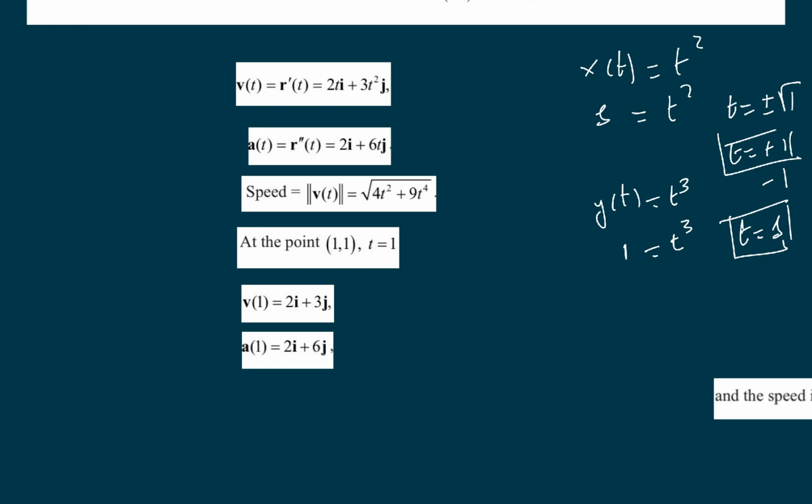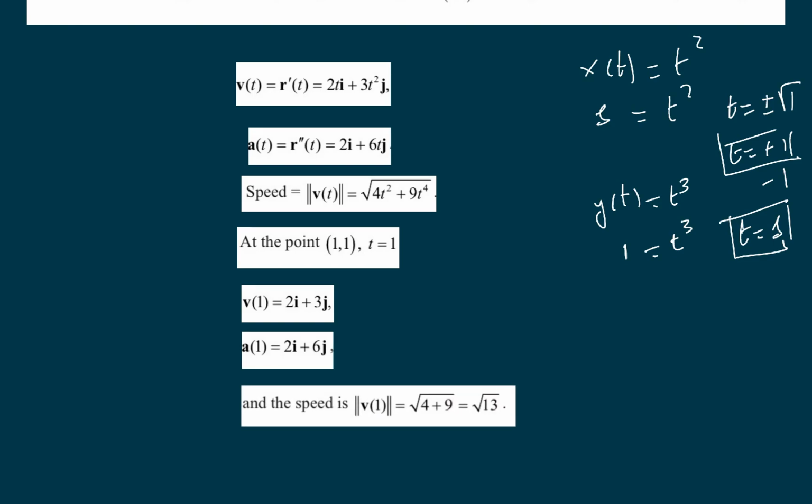So what is the speed? The speed will be v of 1, the square root of the components. The components are 2 squared, 4, and 3 squared, 9. 4 plus 9, 13, square root of 13. And the problem is already solved. Again, it's always the same idea how to find vector velocity and acceleration. Let's go to the next problem.